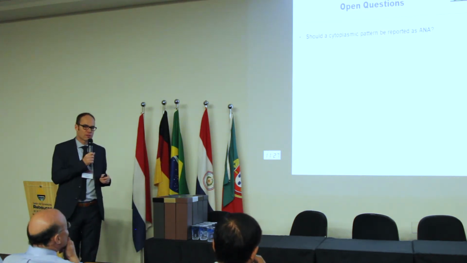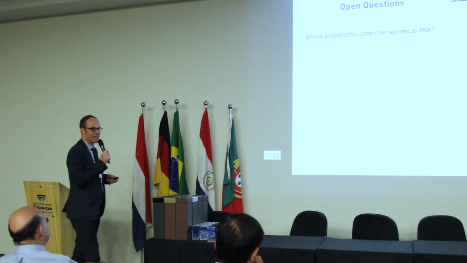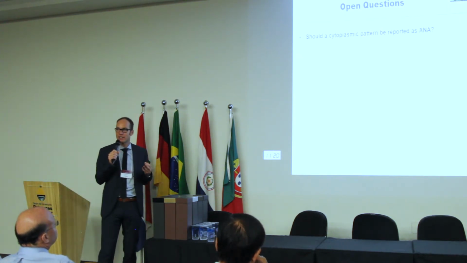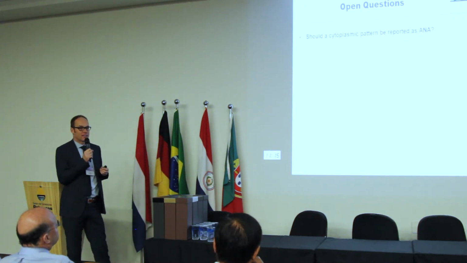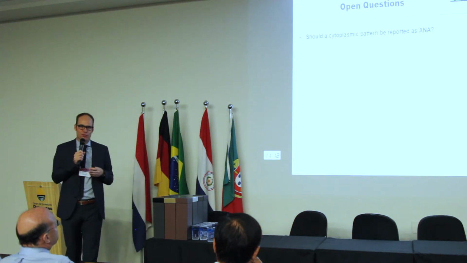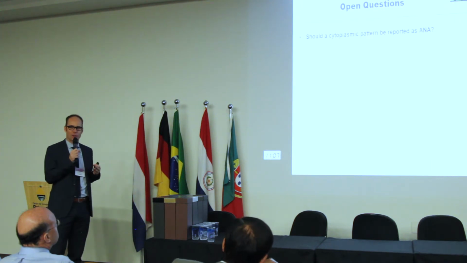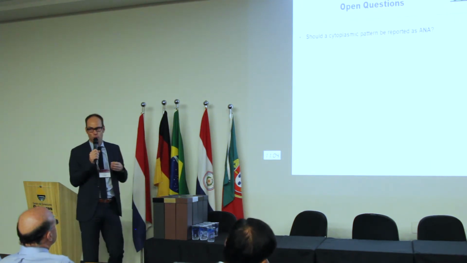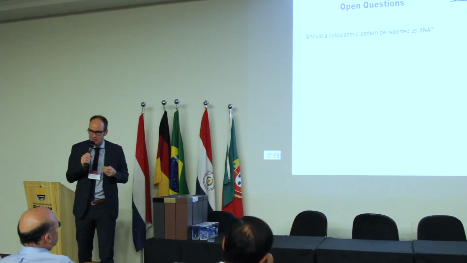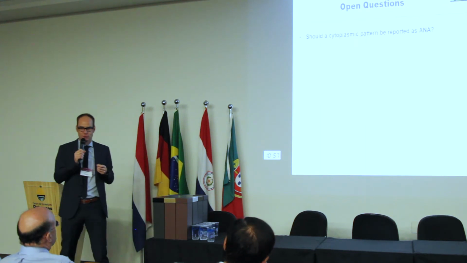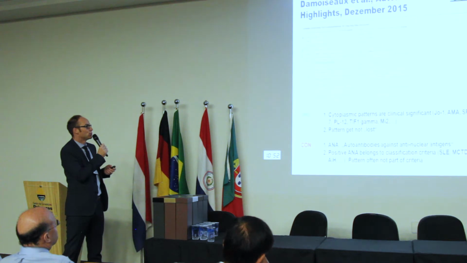But there are still some open questions. So one open question, or the most important maybe, is should cytoplasmic patterns be reported as ANA? Because ANA means anti-nuclear antibodies, and cytoplasmic is not a nuclear pattern, right? So it's not just a matter of if we want it or not, it's also a matter of reimbursement, because we could maybe rename ANA, but this is not that easy, because if you call it not ANA, but anti-cellular antibodies, for example, then you are in trouble with reimbursement. So it's not really an easy task to do that.